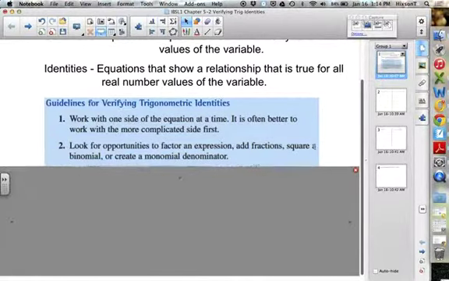So, secondly, look for opportunities to do some of these algebraic things we've been looking at. Factor, add 2 fractions together, square a binomial, or create a monomial denominator. Remember we looked at yesterday multiplying by the conjugate of the denominator if you had 2 terms in order to get one of our Pythagorean identities, so that we could get it down to just 1 term in the denominator. And then that allowed us to split it up. Okay? So, algebraic strategies to simplify.